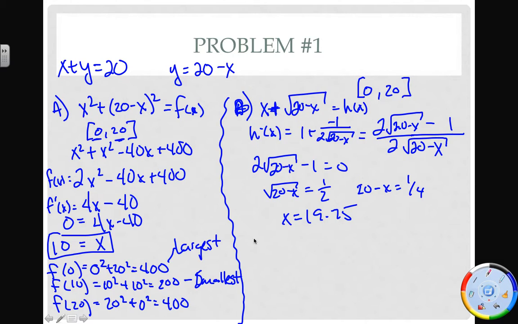And if I just did the values here, h of 0 is 0 plus the square root of 20, which is approximately, I don't really even care. What is the square root of 20? Let's see, I might as well find the decimal here. The square root of 20 is 4.47.